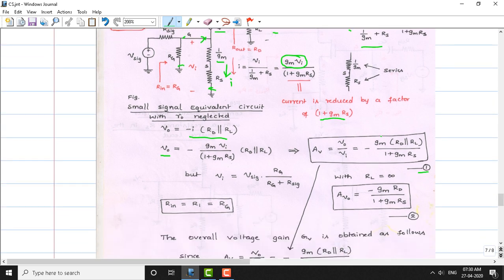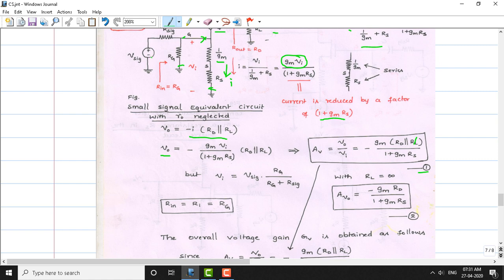If you make RL infinity, the same AV becomes AV naught. So here RL will get eliminated. Therefore, the resulting equation is AV naught equals minus Gm times Rd divided by 1 plus Gm into Rs. AV naught is nothing but the voltage gain with RL equals infinity.